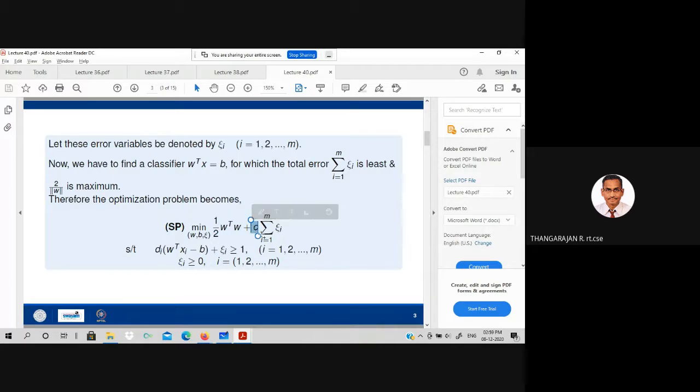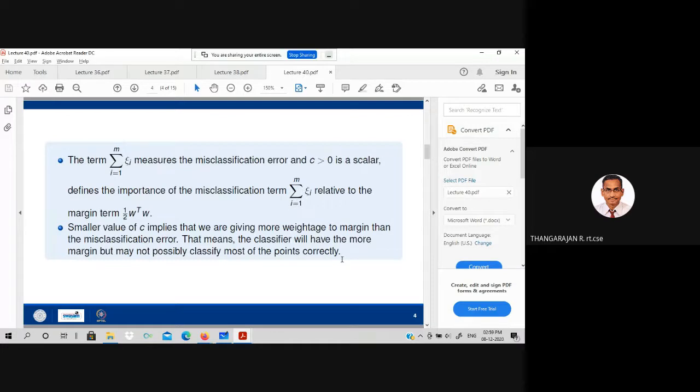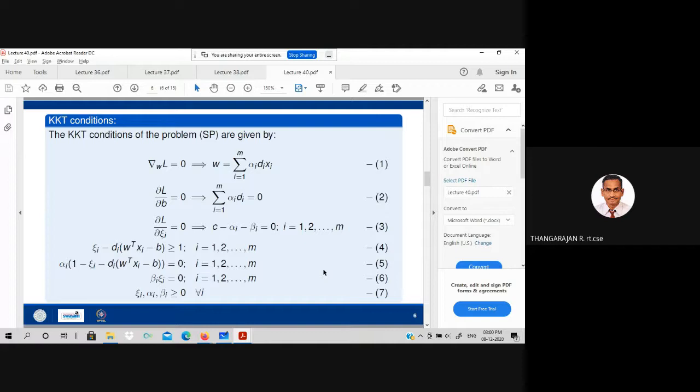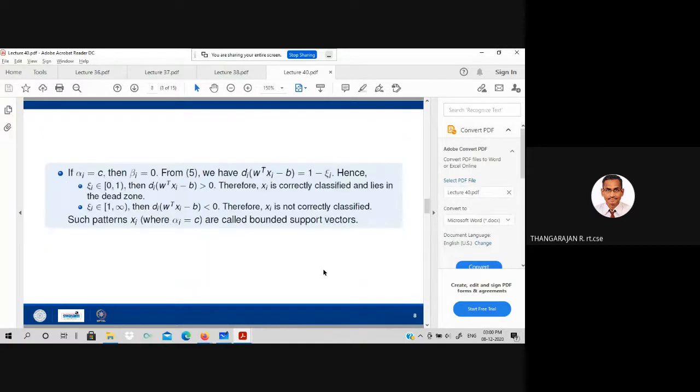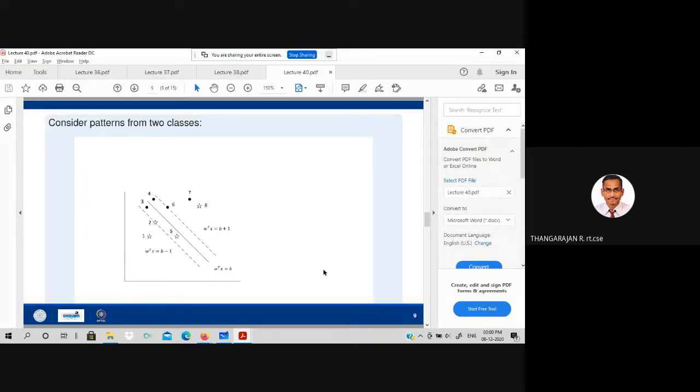In the support vector machine you have this parameter C, is it not? The C parameter tells you how much weightage. If C is equal to 1, then we are giving 50% weightage to maximizing the margin, and 50% weightage to minimizing the error. So in short, this is what the support vector machine is, in terms of an optimization problem. I will not go into the details because this is a bit involved.